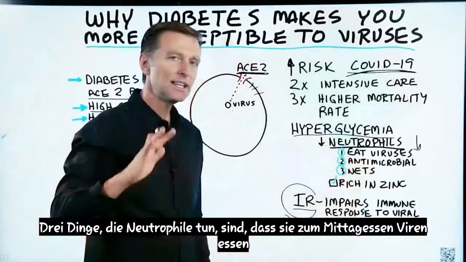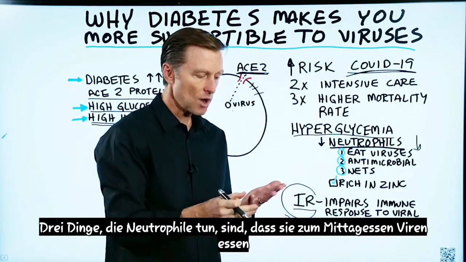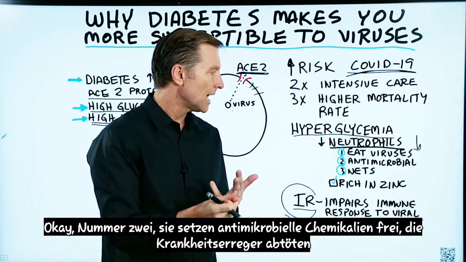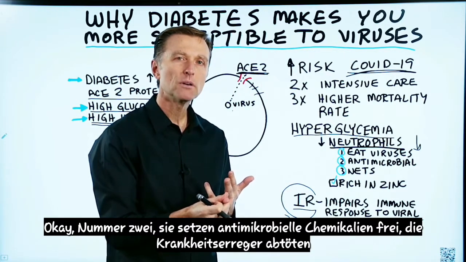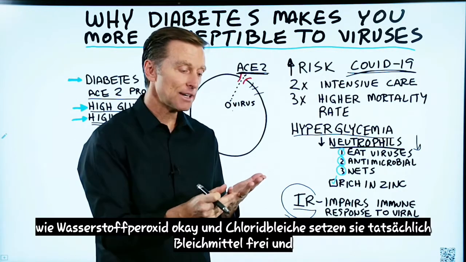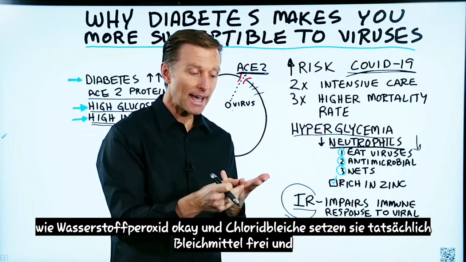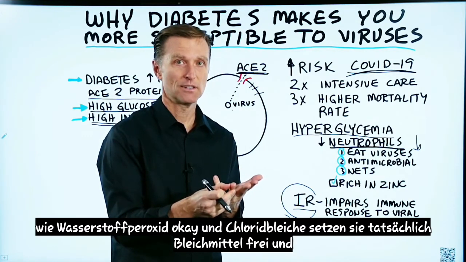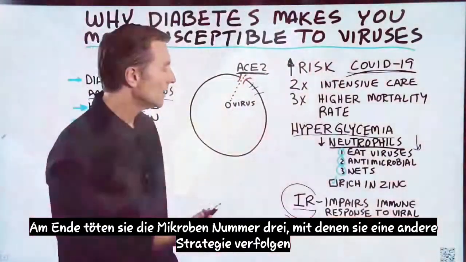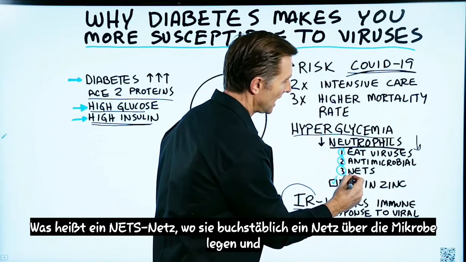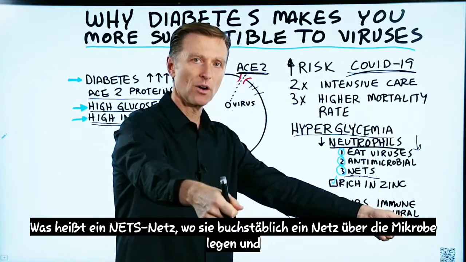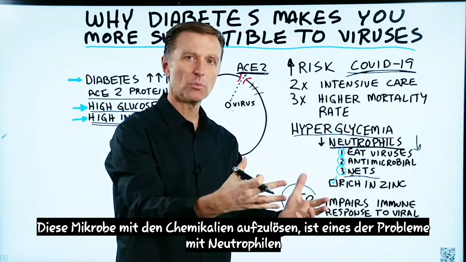Now, there are three things that neutrophils do. Number one, they eat viruses for lunch, okay? Number two, they release antimicrobial chemicals that kill pathogens, like hydrogen peroxide, okay, and chloride bleach. They actually release bleach, and they end up killing the microbes. Number three, they have another strategy using what's called nets, where they literally put a net over the microbe and dissolve that microbe with the chemicals.